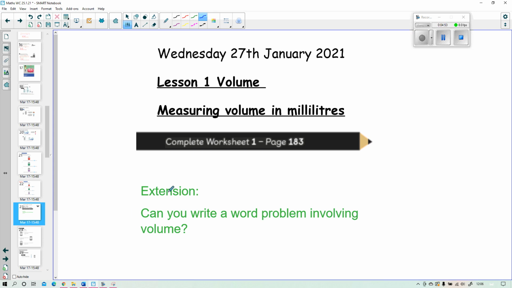For your extension, you could also have a go at writing out some word problems, but use volume this time.